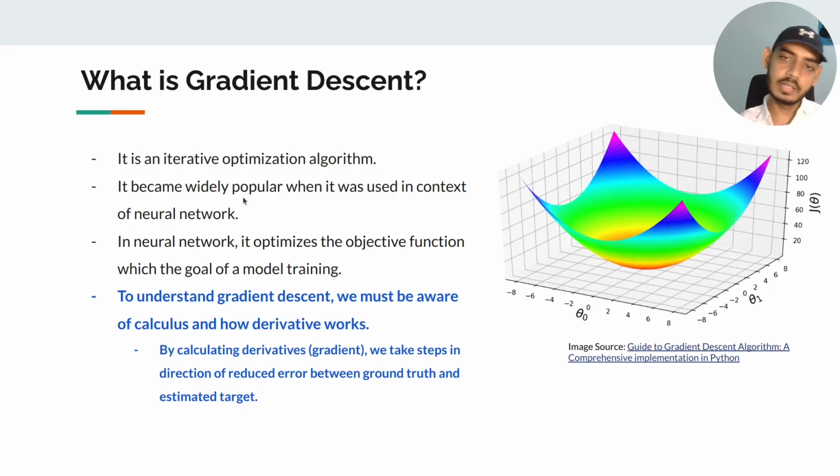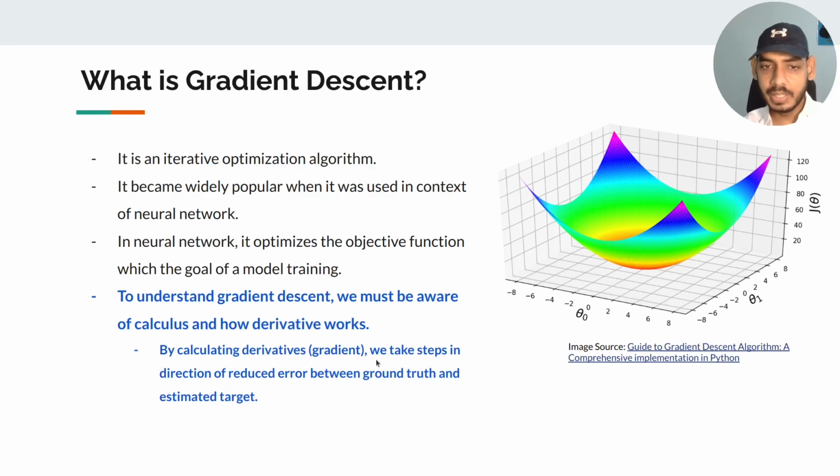Gradient descent became popular because of neural networks and the backpropagation which happens in neural networks. In a neural network, it optimizes the objective function, which is the goal of model training. Whatever model you are building is trying to learn something. For example, in image classification, the objective function should capture the different properties of the images. That learning part is done by gradient descent.